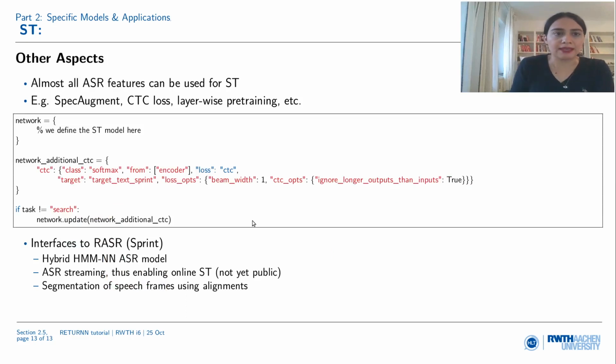And to conclude this part of the tutorial, I would like to highlight some of the important aspects for speech translation. Basically, almost all ASR features can be used for speech translation. For example, SpecAugment, CTC loss on top of the speech encoder, layer-wise pre-training, and so on. Here you can see an example where we construct a speech translation network and add CTC as an additional loss by defining loss to CTC, only during training. In general, RETURNN provides a generic framework and many interfaces, for example, to have hybrid HMM models for ASR, ASR streaming. Therefore, we can have simultaneous speech translation, segmentation of speech frames using conventional alignments, and some other features. It would be nice to have a framework which has the capacity to be integrated into other frameworks.